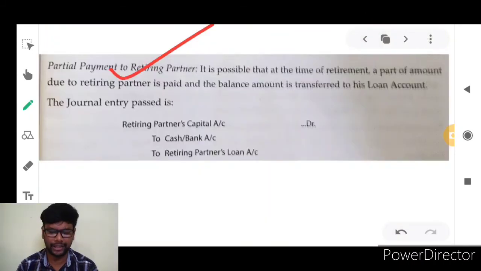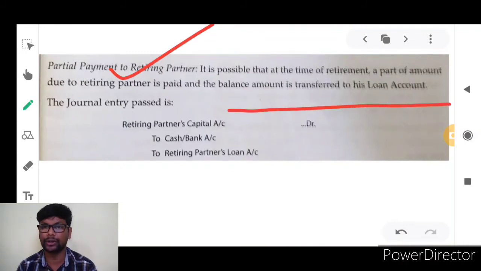Partial payment to retiring partner. It is possible that at the time of retirement, a part of the amount due to the retiring partner is paid and the balance amount is transferred to his loan account. As soon as the partner retires from the partnership firm, the firm will give some amount immediately. Then the remaining amount will be transferred to his loan account.